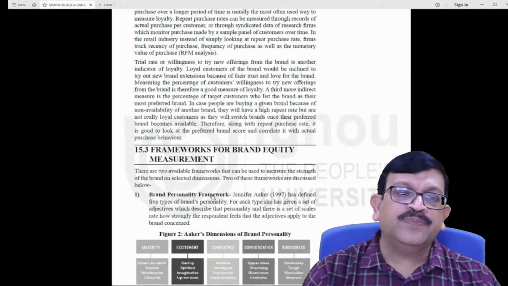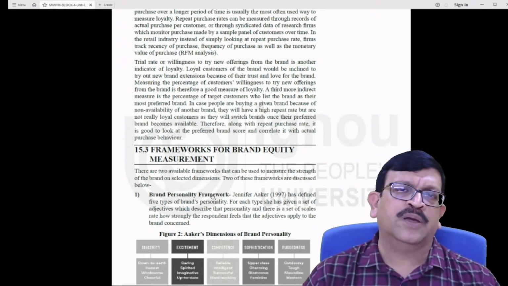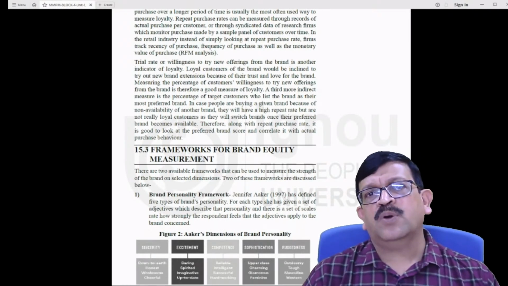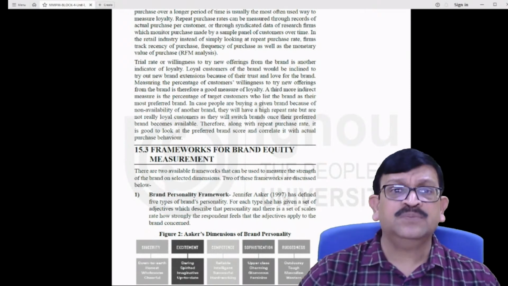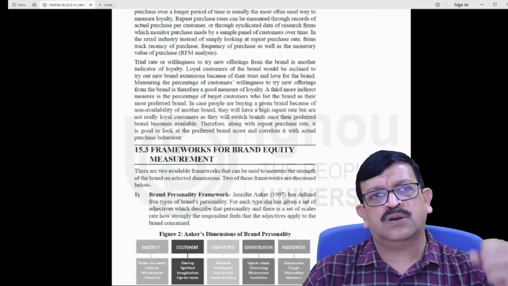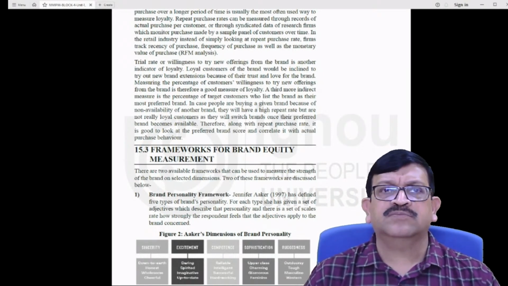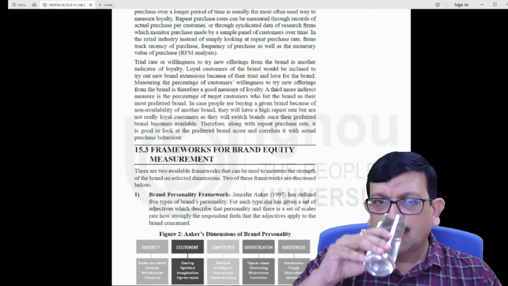Let's look at one of the frameworks which is most commonly used in the market, that of Jennifer Aaker. So, for example, I talk about a brand like Woodland. What comes to your mind? What kind of personality comes to mind? Who is a possible user of Woodland? Or I talk about Bata, shoes which we have been using, or corporate shoes.